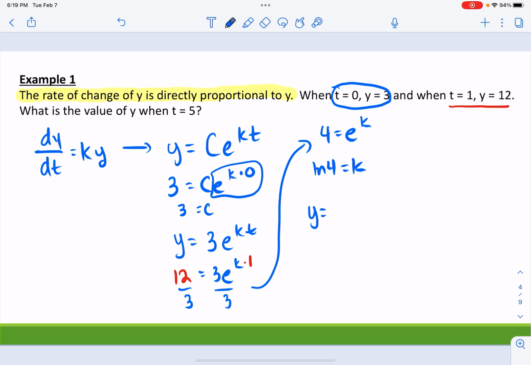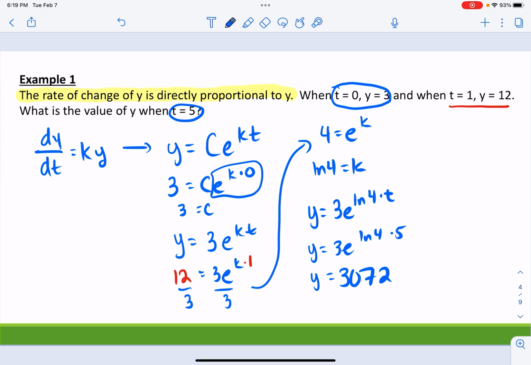Okay, so now I have 3e to the k, oh, I just found k. So 3e to the ln of 4 times t. At this point, I just have to plug in t equals 5. I'm going to do that in my calculator because I have a whole number sitting here, and I find it interesting that it is a whole number without decimals. Ln of 4 times 5. Oh, it does work out. So we get that.